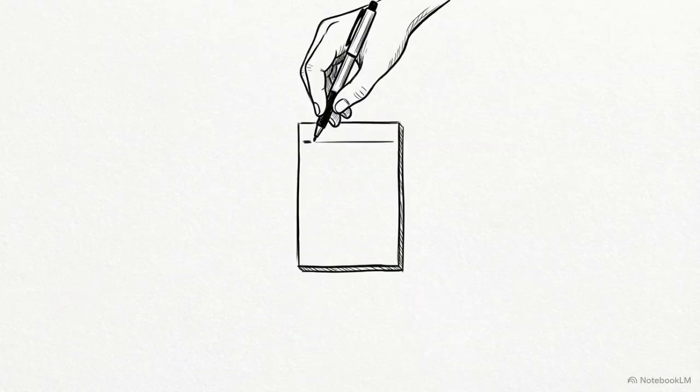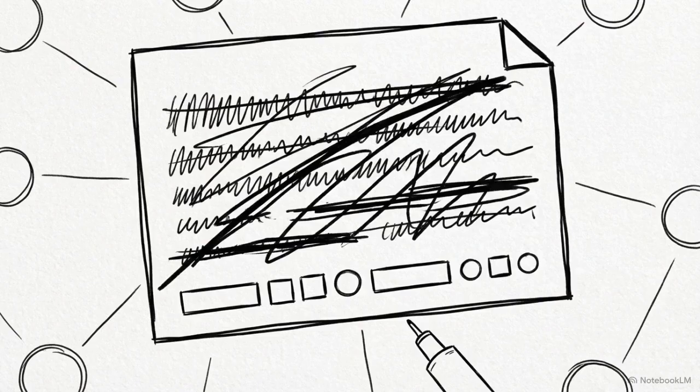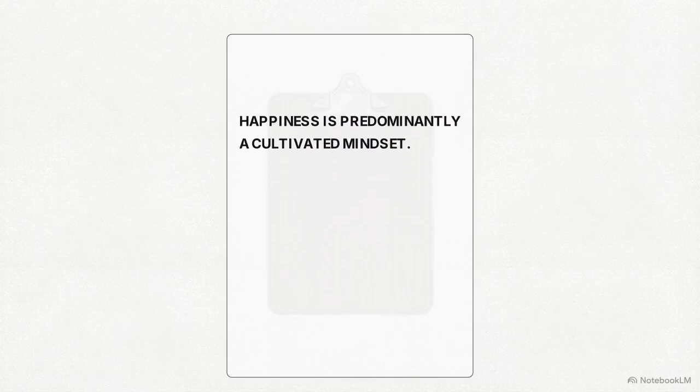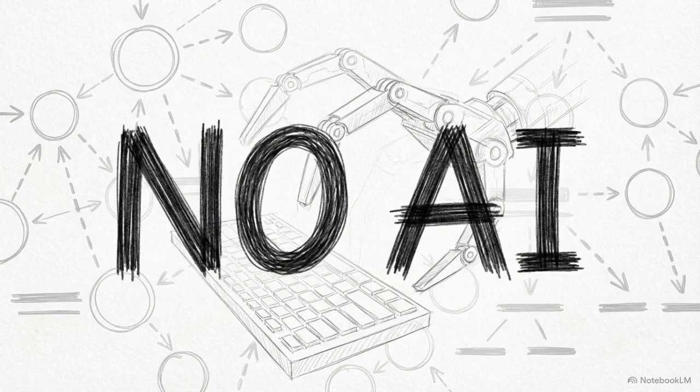Step 1. Open a blank document and write your thesis at the very top. Edit this down to its absolute shortest, most concise form. You need a single debatable sentence. Although happiness is influenced by genetics, it is still largely a matter of choice. Do not outsource this step to generative AI.